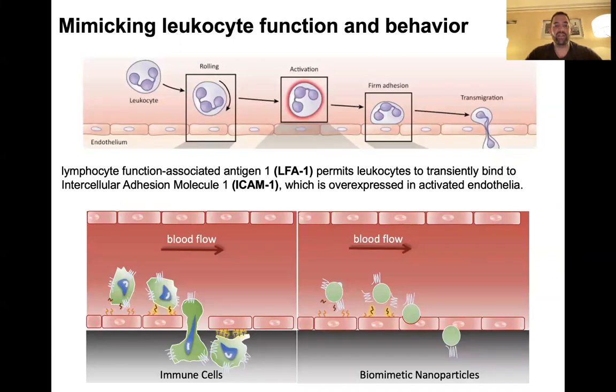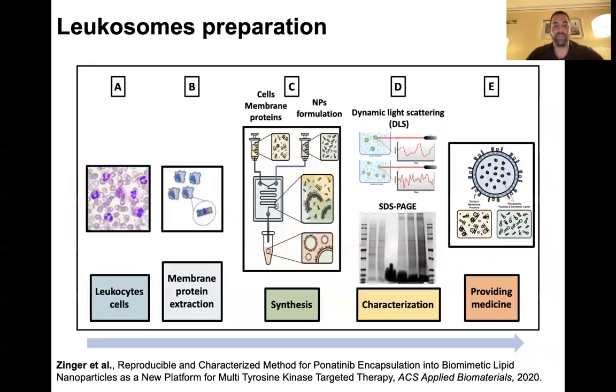During inflammation, lymphocyte function-associated antigen 1, LFA1, permits leukocytes to transiently bind to intercellular adhesion molecule 1, ICAM1, which is overexpressed in activated endothelia. After understanding this specific mechanism, we have created a kind of blueprint for the fabrication of these specific biomimetic nanoparticles. First, we cultivate leukocytes in vitro.